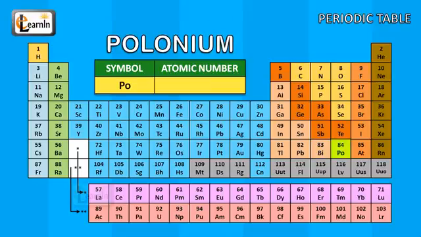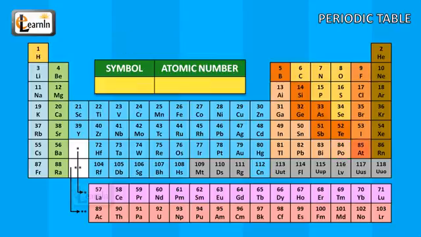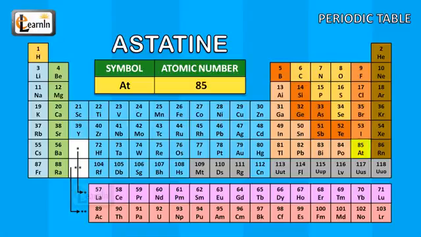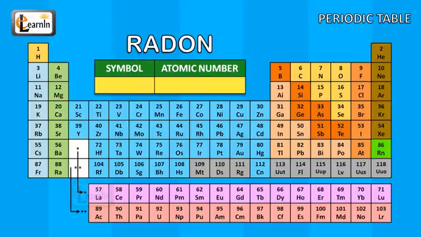The element polonium is represented as Po and has an atomic number of 84. The element astatine is represented as At and has an atomic number of 85. The element radon is represented as Rn and has an atomic number of 86.